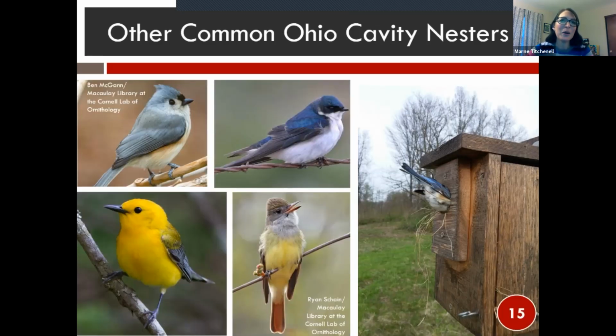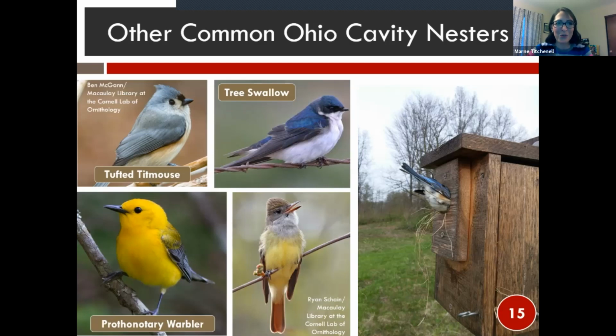And then here is just a quick picture of some other common cavity nesters, and it would apply to Michigan as well. We have the tufted titmouse. We have the tree swallow. This is the tree swallow. We often see them nesting right alongside bluebirds, as they like that open habitat, just like our bluebirds do. The prothonotary warbler and the great crested flycatcher. So this is the only flycatcher that nests in cavities.